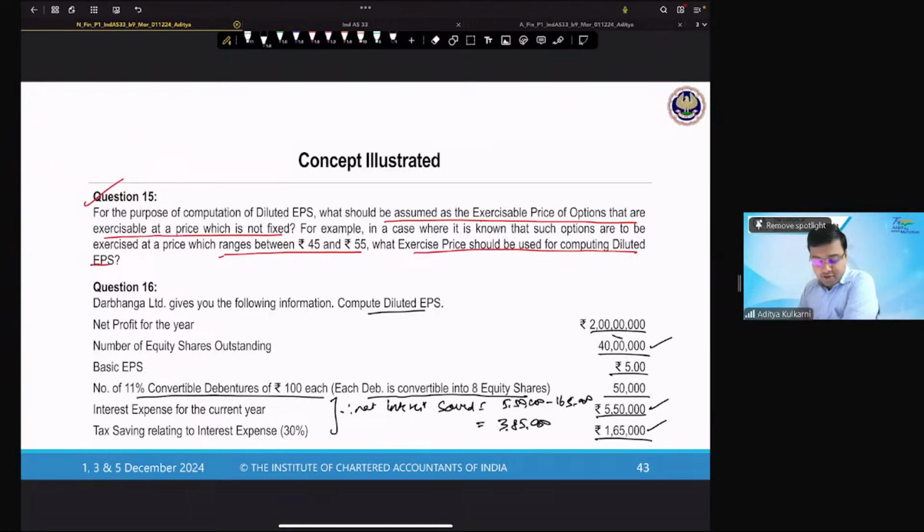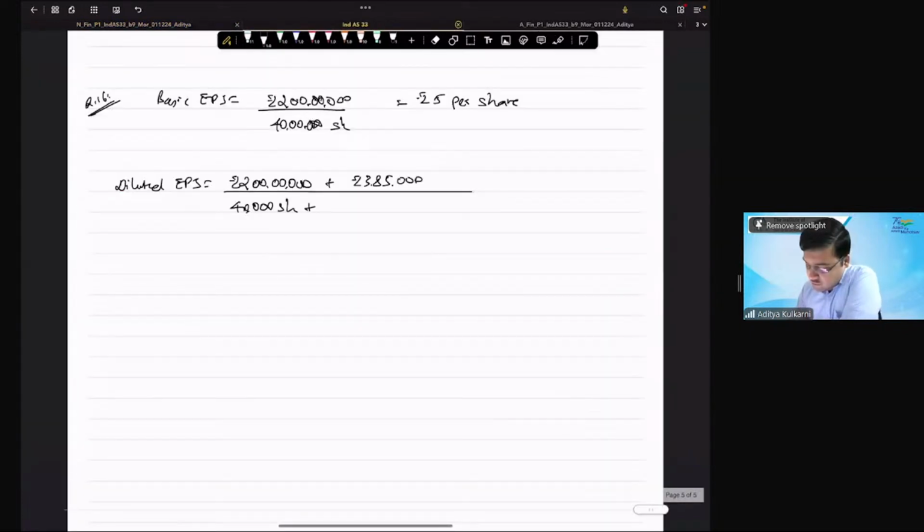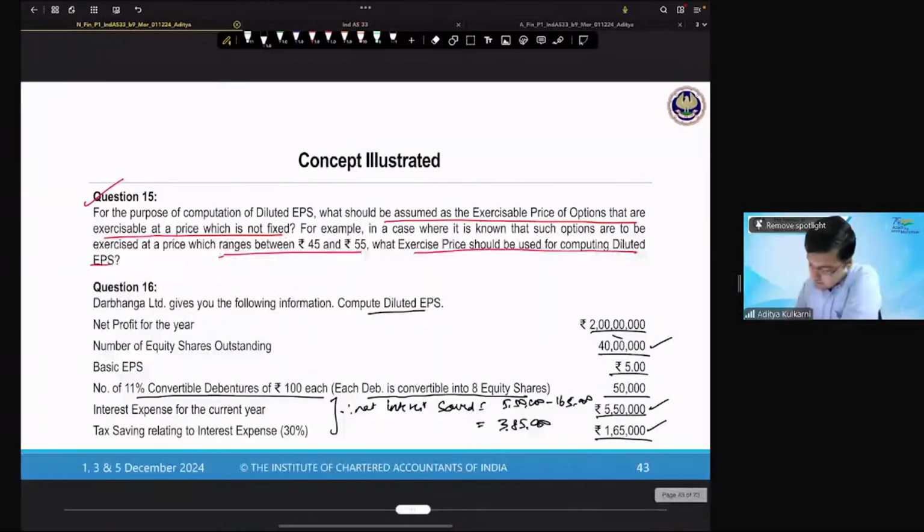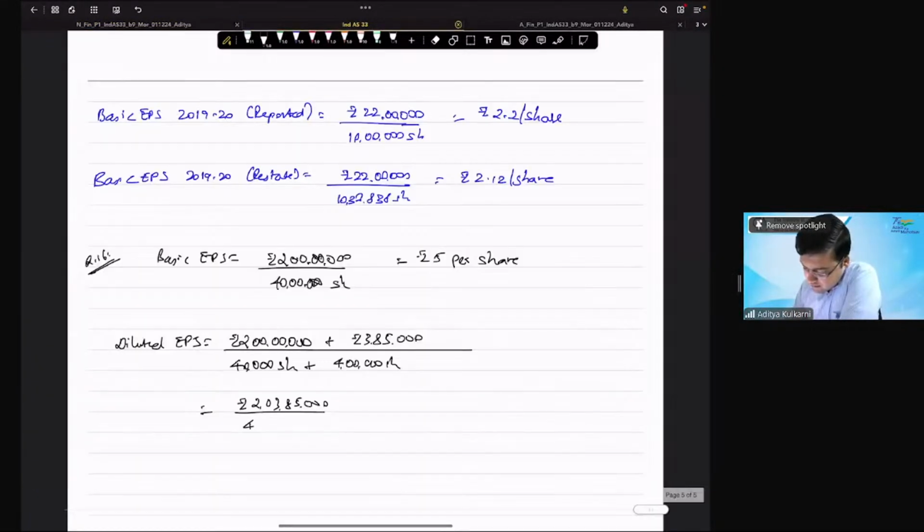So that comes to how much? Number of debentures is 50,000. 1,000 into it is 4 lakhs. So that comes to rupees 2 crore 3,85,000 divided by 40 lakhs.